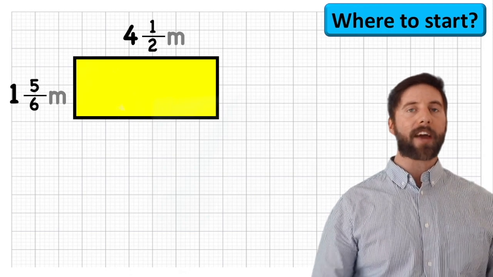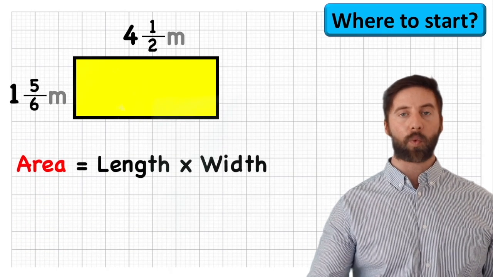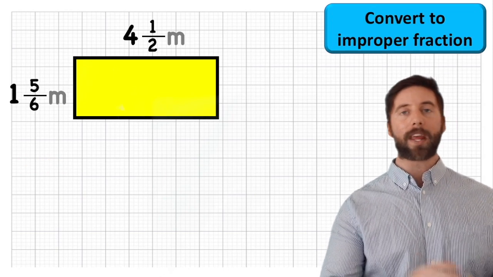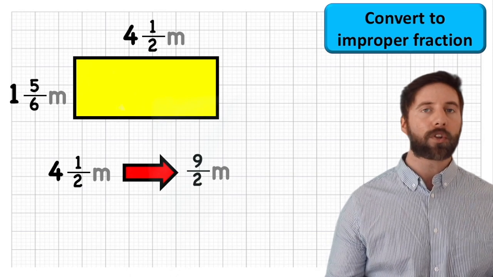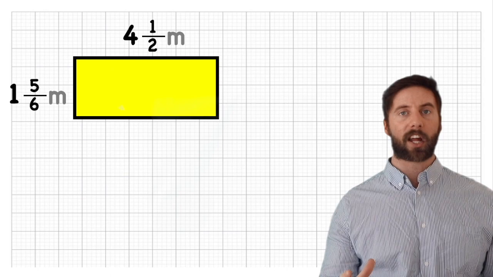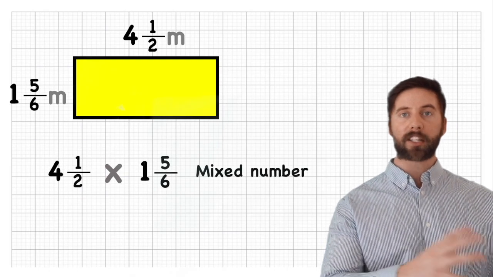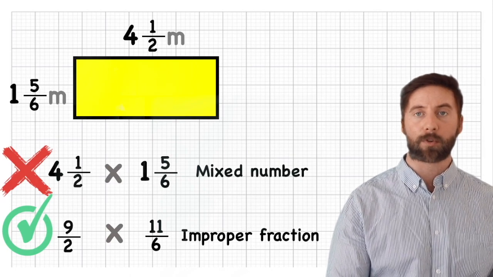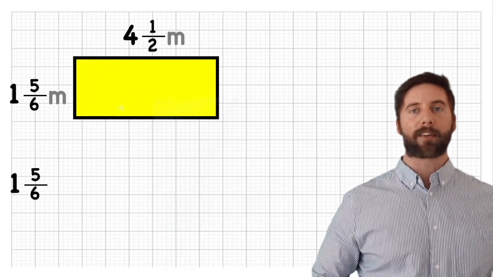Okay, so where to begin? Well, we know that the area of a rectangle is length times width. But before we can do that, we're going to convert our mixed numbers into improper fractions. Why do we do that? Well, we can't multiply a fraction and a whole by a fraction and a whole. Okay, so we need to convert it into improper fractions so that we are just dealing with the fractions and we are multiplying those.